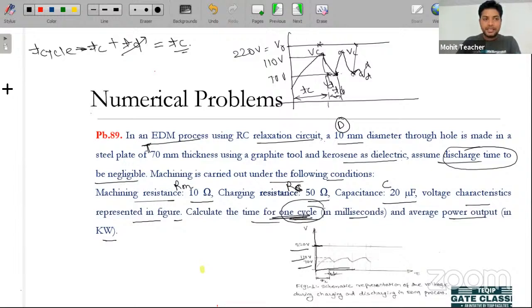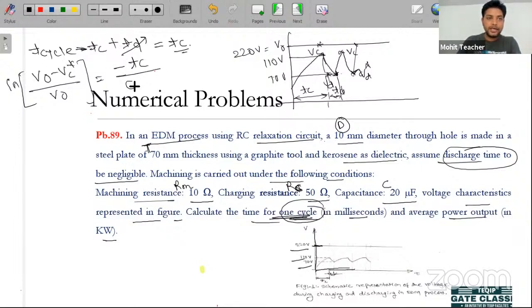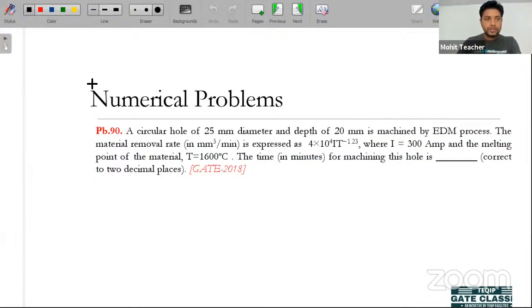Now what we have to calculate is TC. तो TC के लिए देखिए हमारे पास जो फॉर्मूला है, that is ln of (V naught minus VC star) upon V naught equals minus TC by C into RC, ठीक है। तो V naught जो है that is 220 वोल्ट आपको गिवन है, VC star आपको 110 वोल्ट गिवन है। TC हमें कैलकुलेट करना है चार्जिंग टाइम, C कैपेसिटेंस की वैल्यू आपको गिवन है, RC की वैल्यू आपको गिवन है, so just put the values.